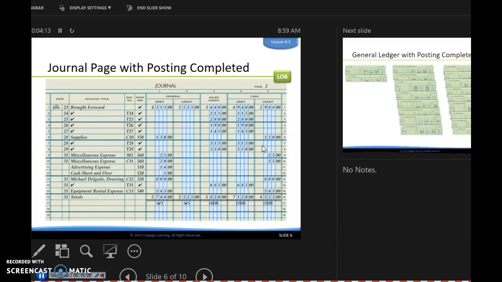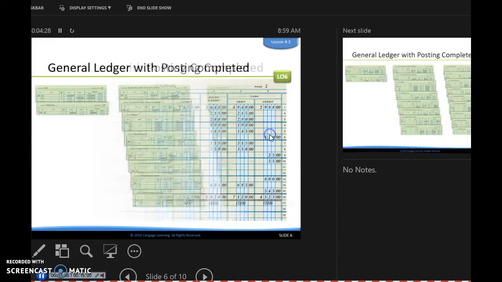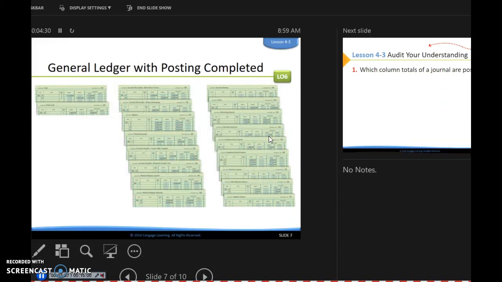This is the completed journal page with the posting completed. So everything in the post reference has been accounted for, or on your transactions, and everything on your total line has been accounted for. This is the general ledger with posting completed, all the accounts and their balances.